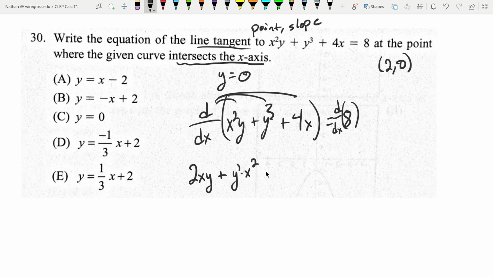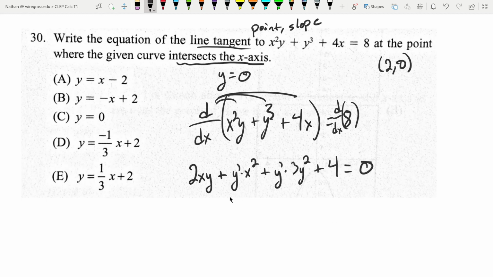So we're going to take the derivative of the inside times the derivative of the outside, evaluated at the same inside. So it's looking at y on the inside. And then d/dx of 4x is just 4. And of course, d/dx of 8 is 0.